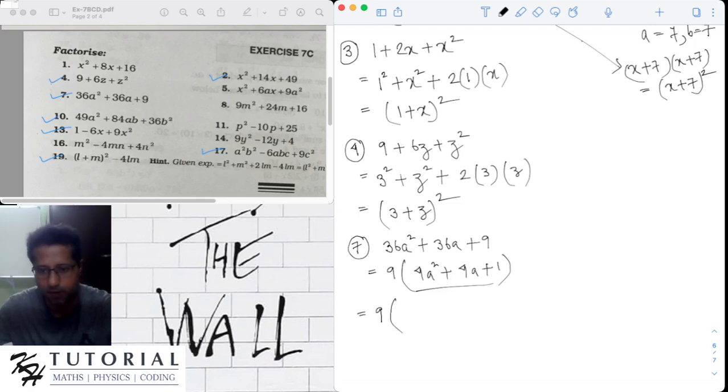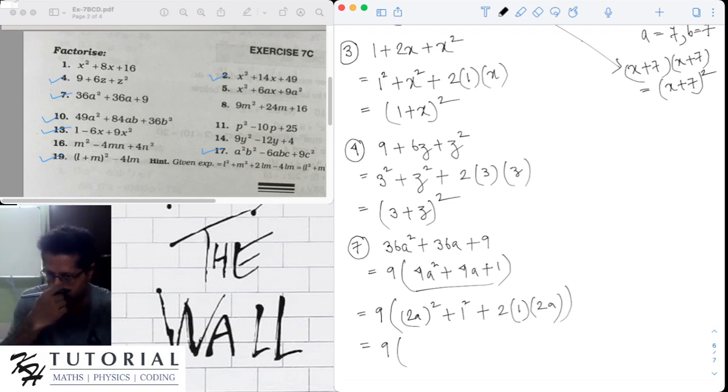So 4a square is the square of 2a, and I have 1 which can be written as 1 square. Now I need the term twice ab, so I need 2 into 1 into 2a, which is exactly 4a. So now it becomes 9 into, inside the bracket, a square plus b square plus twice ab. So this is equal to 9 into 2a plus 1 whole square.